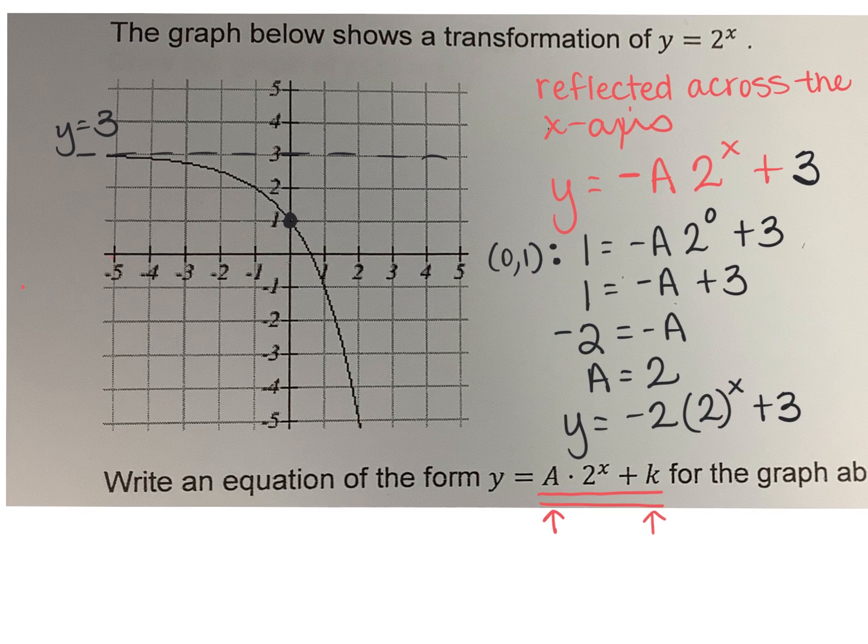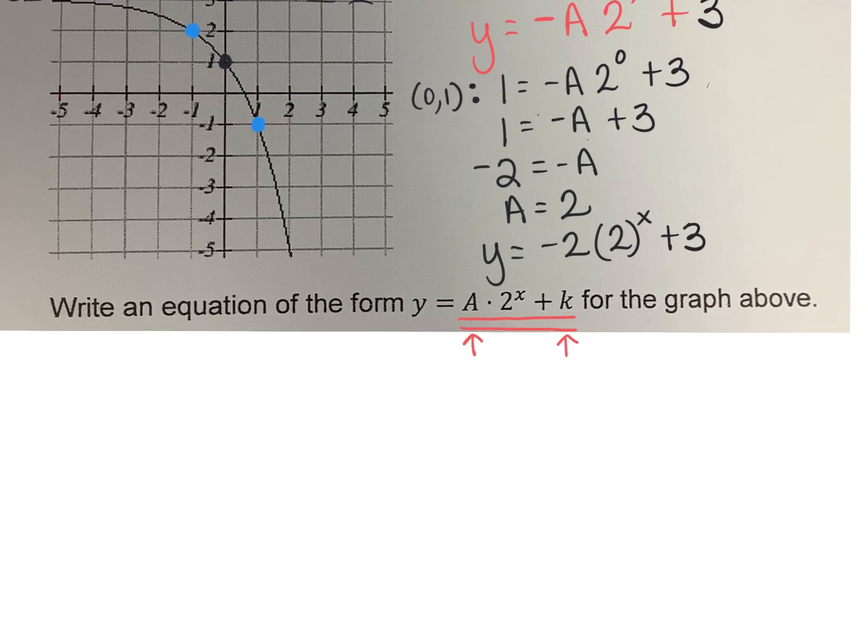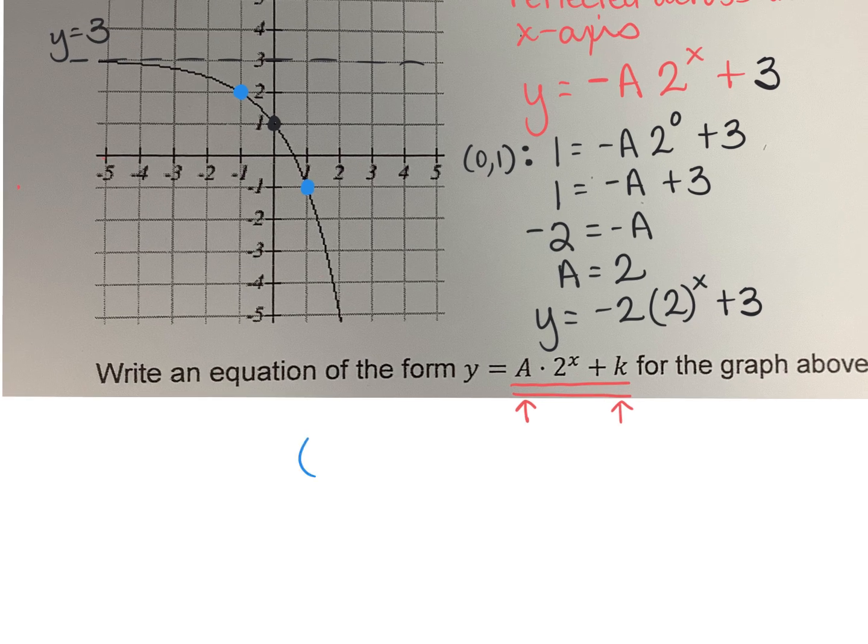These questions are not the easiest questions to do, and what I always encourage students to do is to pick another ordered pair point. So I'm going to pick the ordered pair point (-1, 2). I'm also going to do (1, -1) because both of those ordered pair points are on my graph. I have to make sure that these are satisfied by the equation that we found. So I'm first going to check (-1, 2).